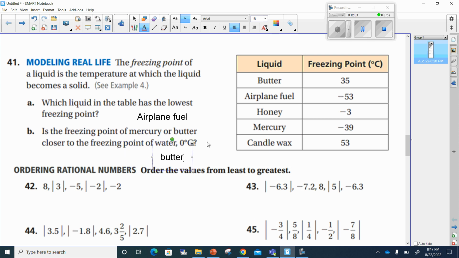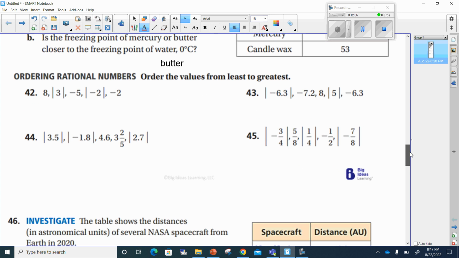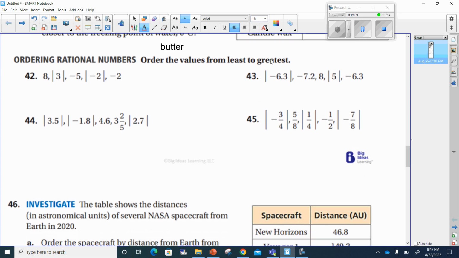All right. Let's go ahead and go to number 43 now. 43 says, order the values from least to greatest. We got to find which one of these is the biggest, which one of these the greatest. So the absolute value of negative 6.3 is 6.3. Oh, this isn't even absolute value. This is negative 7.2. And we have 8 here. We're just taking all these and putting them into rational numbers. Absolute value of 5 is 5. And then we have negative 6.3.